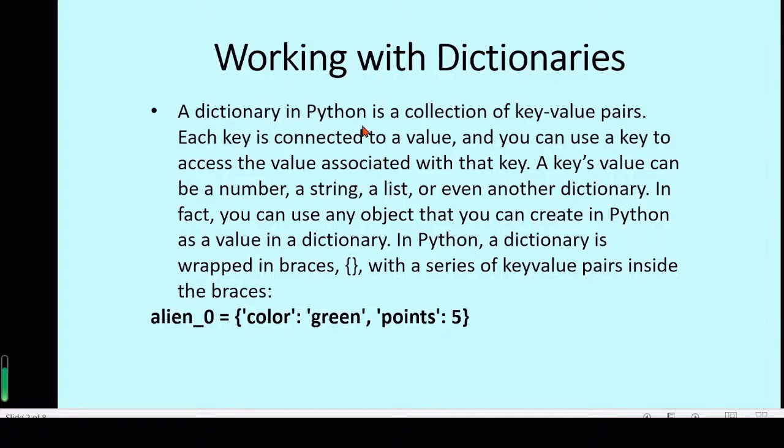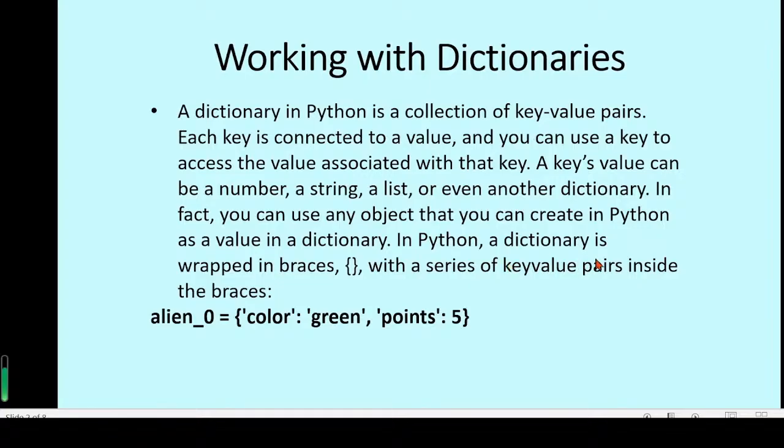A dictionary in Python is a collection of key-value pairs, so each key is connected to a value, and you can use a key to access the value associated with that key. A key's value can be a number, a string, a list, or even another dictionary. In fact, you can use any object that you can create in Python as a value in a dictionary.